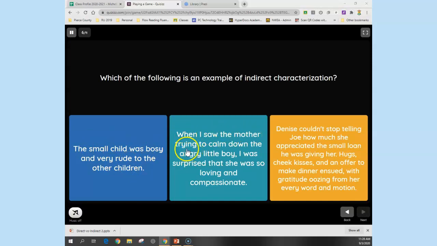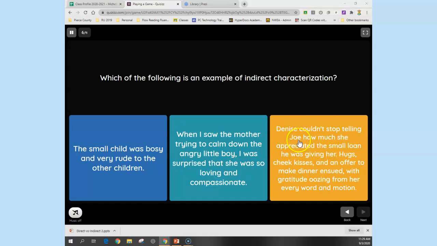When I saw the mother trying to calm down the angry little boy, I was surprised that she was so loving and compassionate. Well, the mother is loving and compassionate. There's the adjectives that tell me I don't have to guess. And I don't even have to guess about the little boy because it says he's angry. So that's direct characterization. So this has to be our answer, but let's look and see why.